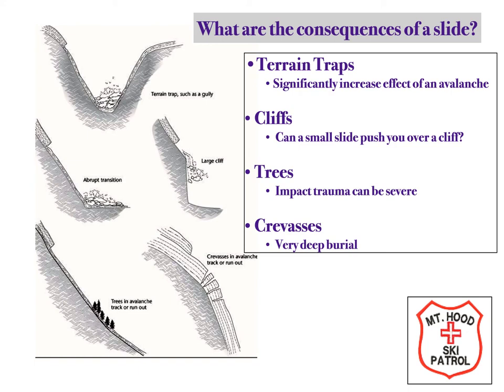Trees also can be a severe hazard. A skier caught in an avalanche and strained through a cluster of trees can be severely injured by impact trauma. Crevasses are always a hazard on glaciers. They can be particularly dangerous if they're below someone caught in an avalanche, resulting in a very deep, usually fatal burial.